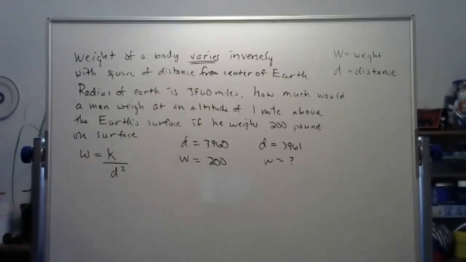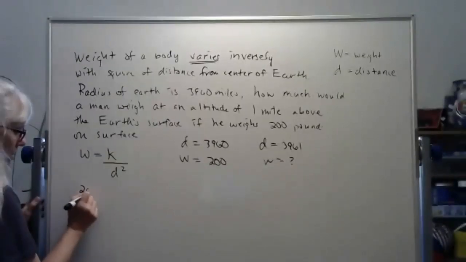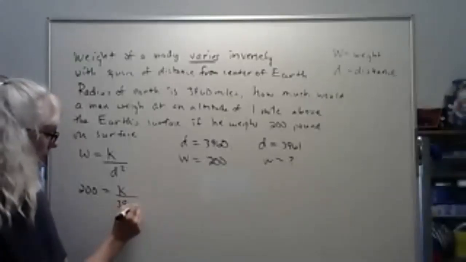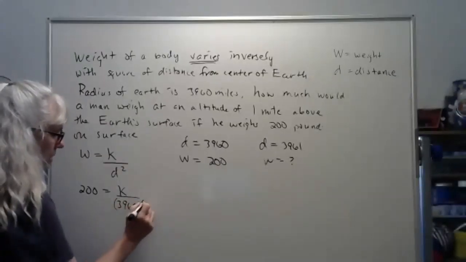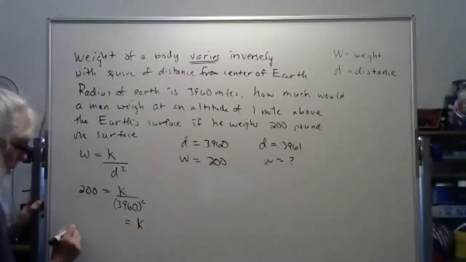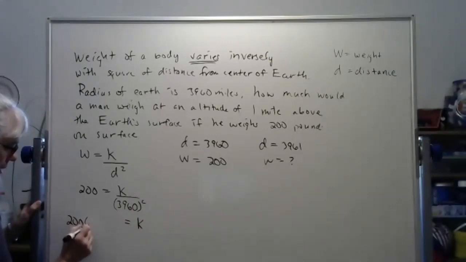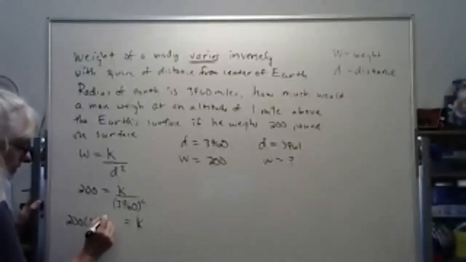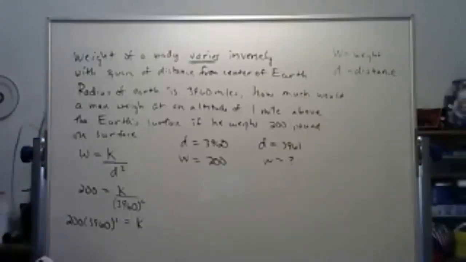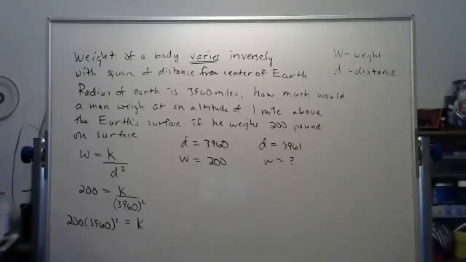So let's go find K first. We're going to set 200 equal to K over 3960 squared. So then K is going to be a really big number. It's going to be the 200 times that 3960 squared. So big number, right? 3960 squared times 200 comes out to be, yeah.